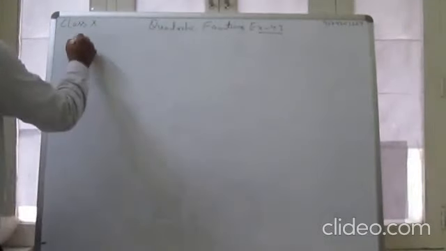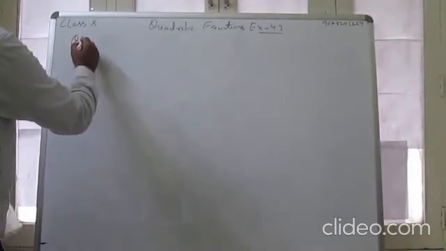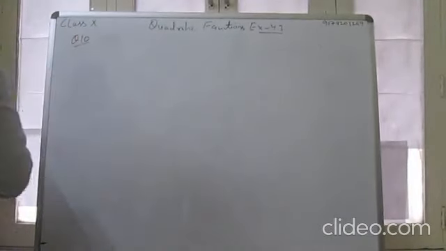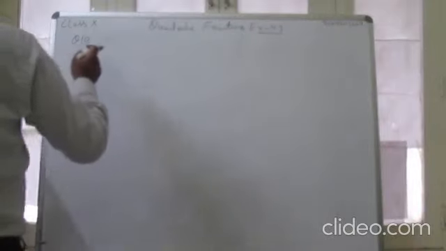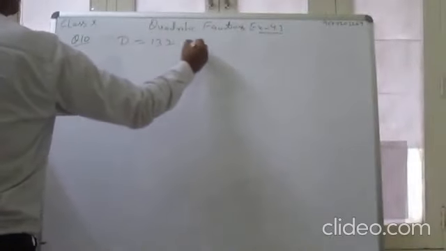Question number 10. An express train takes 1 hour less than a passenger train to travel 132 km. So the distance is given to you, 132 km.